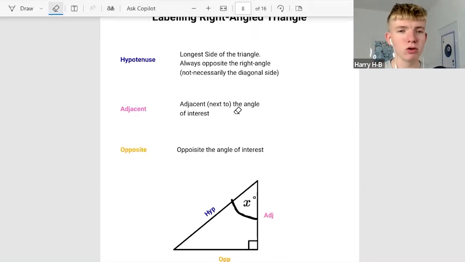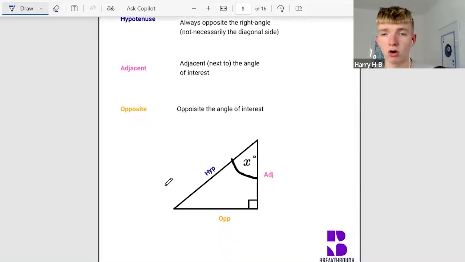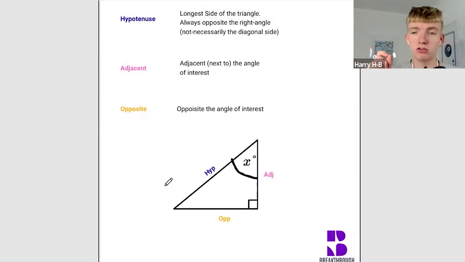Okay. The hypotenuse is always the longest side of the triangle. You can't gauge that just by looking at it. The only thing you can do is identify it by looking at which one is opposite that right angle. Okay, in this case, we can quite clearly see that opposite the right angle in this triangle is the hypotenuse. All right, that one I would say is the easiest to identify.